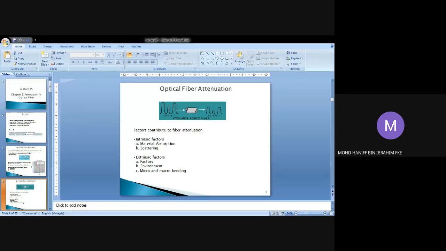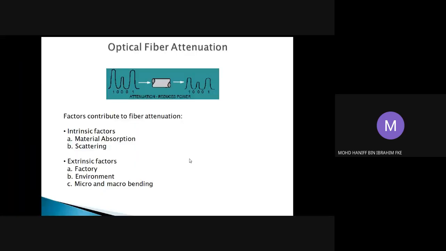Okay. Right, we'll go back to this discussion here on attenuation. This is the output of the modulator, which is going to the input of the fiber. This is the fiber optic cable, and this is the output. In attenuation, we can see that there should be a difference in the amplitude.